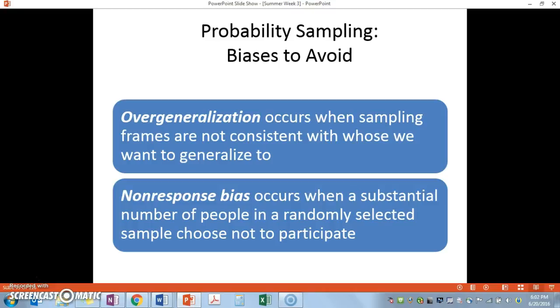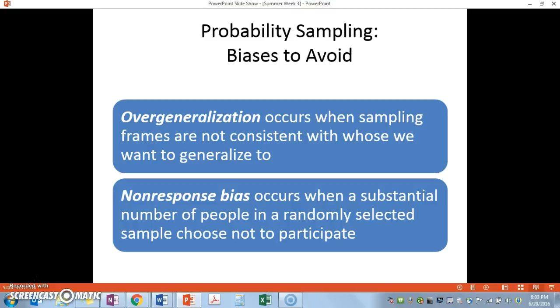So overgeneralization is a bias that can occur when that sampling frame isn't consistent. Again, think of the example of drawing numbers from a list of home phones. If you try to generalize that to people that don't have home phones, the results of a study about substance abuse may not apply. There might be some inherent differences in people that have a house phone. Maybe they're older than people that only have cell phones. So you can't overgeneralize.